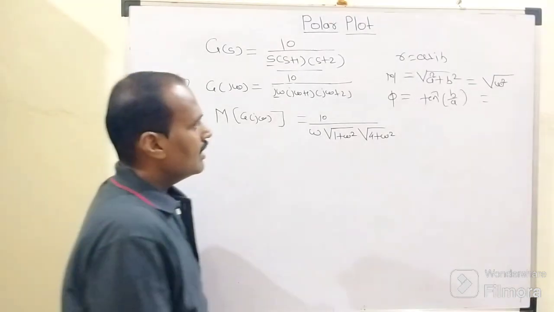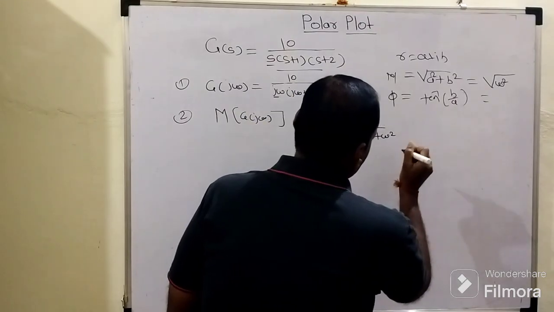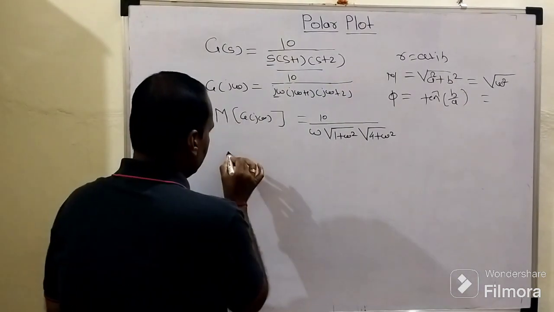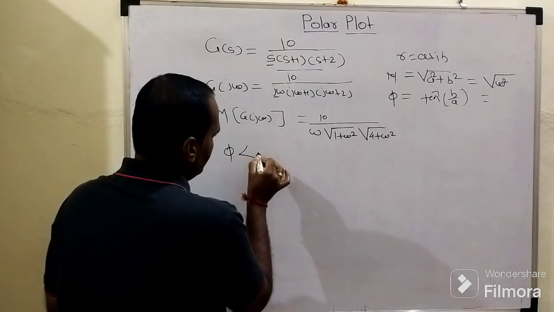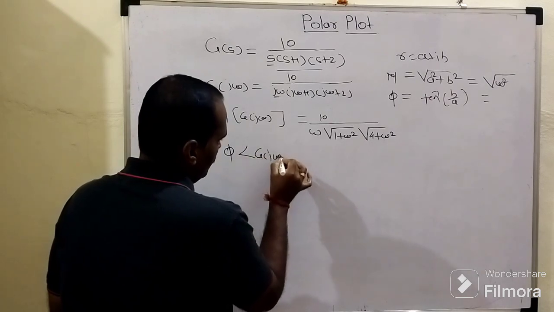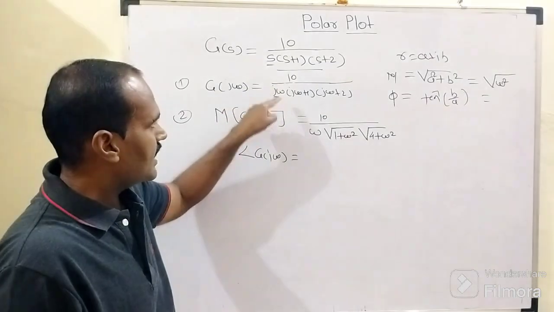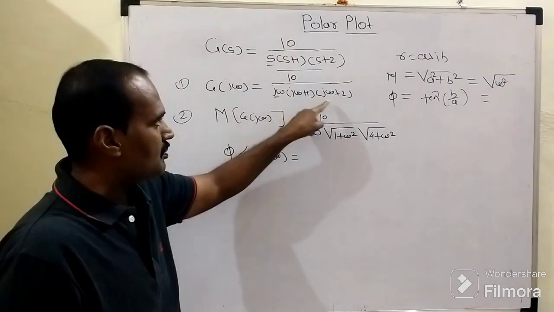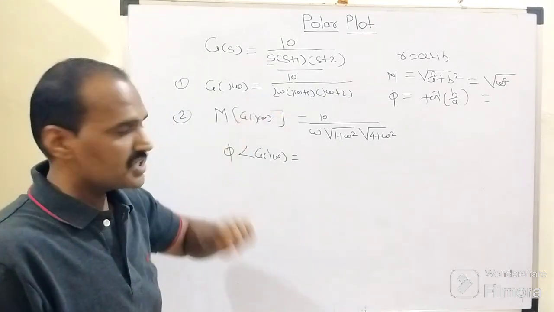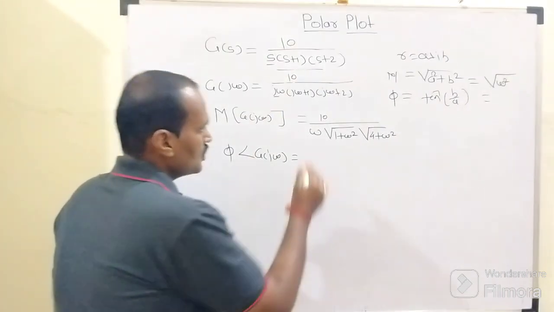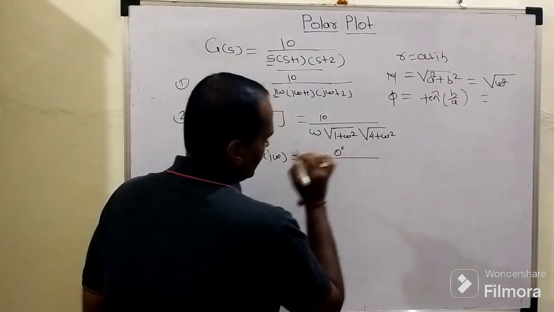In the same manner, we need to define the term that can be called the phase angle. So here I will write, denoted by phi, the phase angle of this G of j omega. Again, G of j omega is nothing but 10 upon j omega times j omega plus 1 into j omega plus 2, right? As far as this constant term is concerned, the phase angle for this constant term is always 0 degree, right?